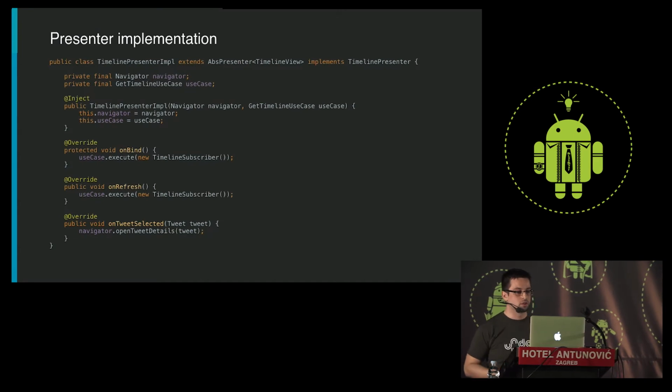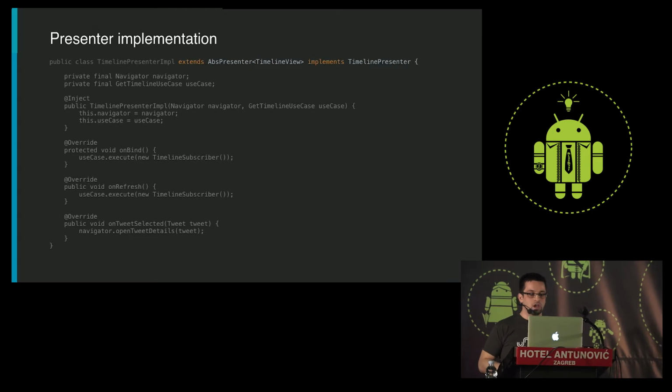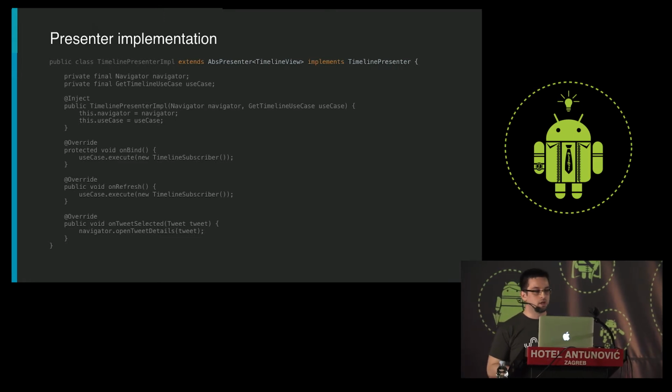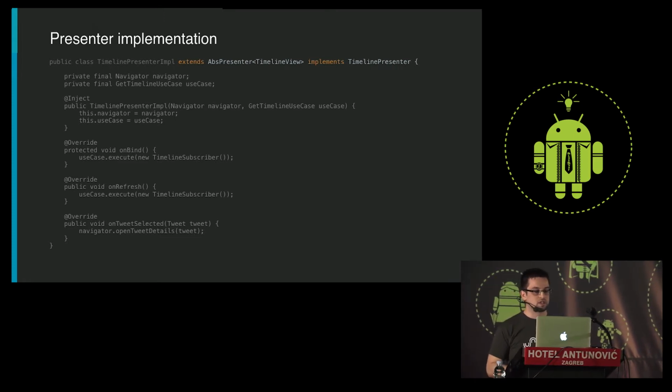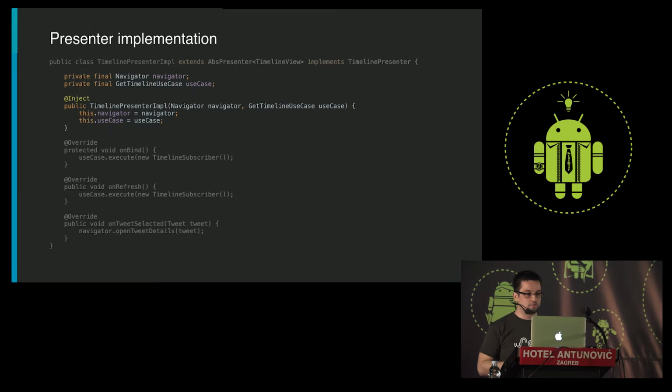Now the presenter implementation. It extends some abstract presenter that you might have, and this abstract class is only here to cut out the boilerplate code for binding and unbinding views, and it also implements the presenter interface that we have defined on a slide before. It has two dependencies that are provided via constructor injection. The first one is not that important, it's this navigator class, which basically encapsulates the navigation logic.